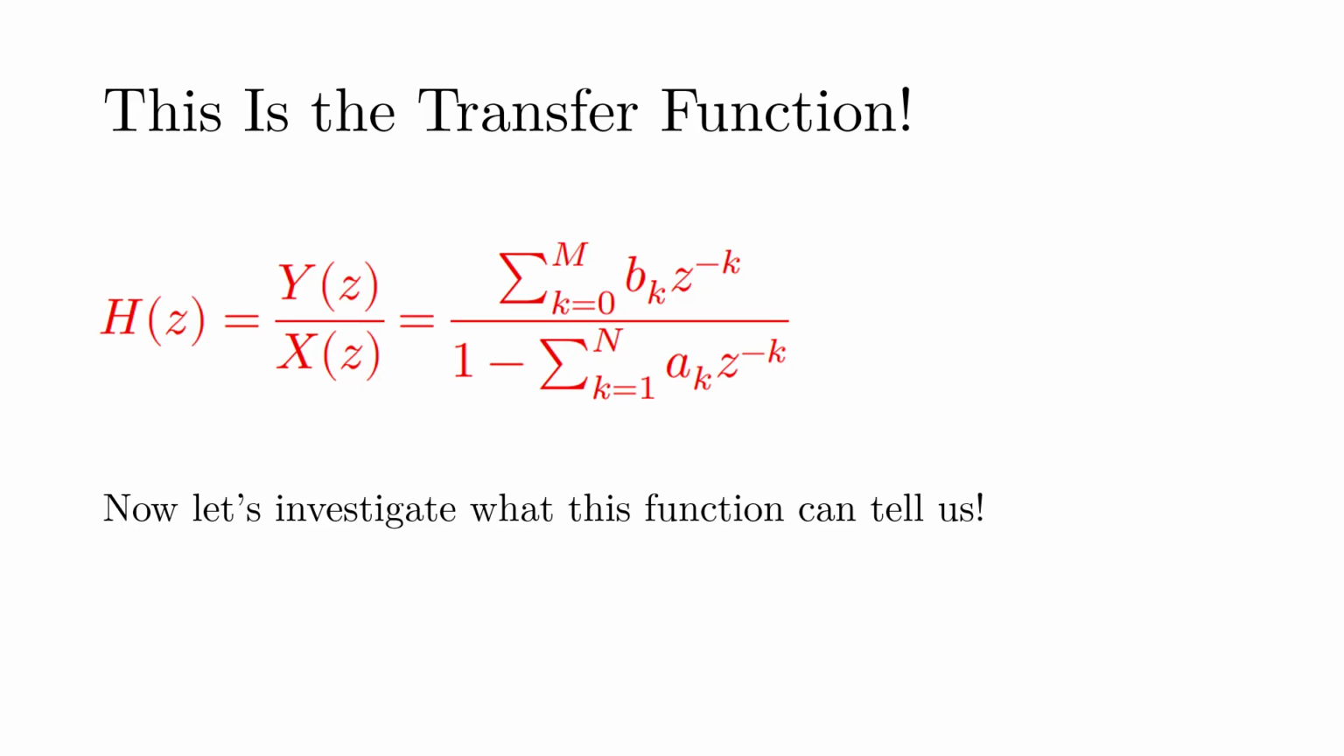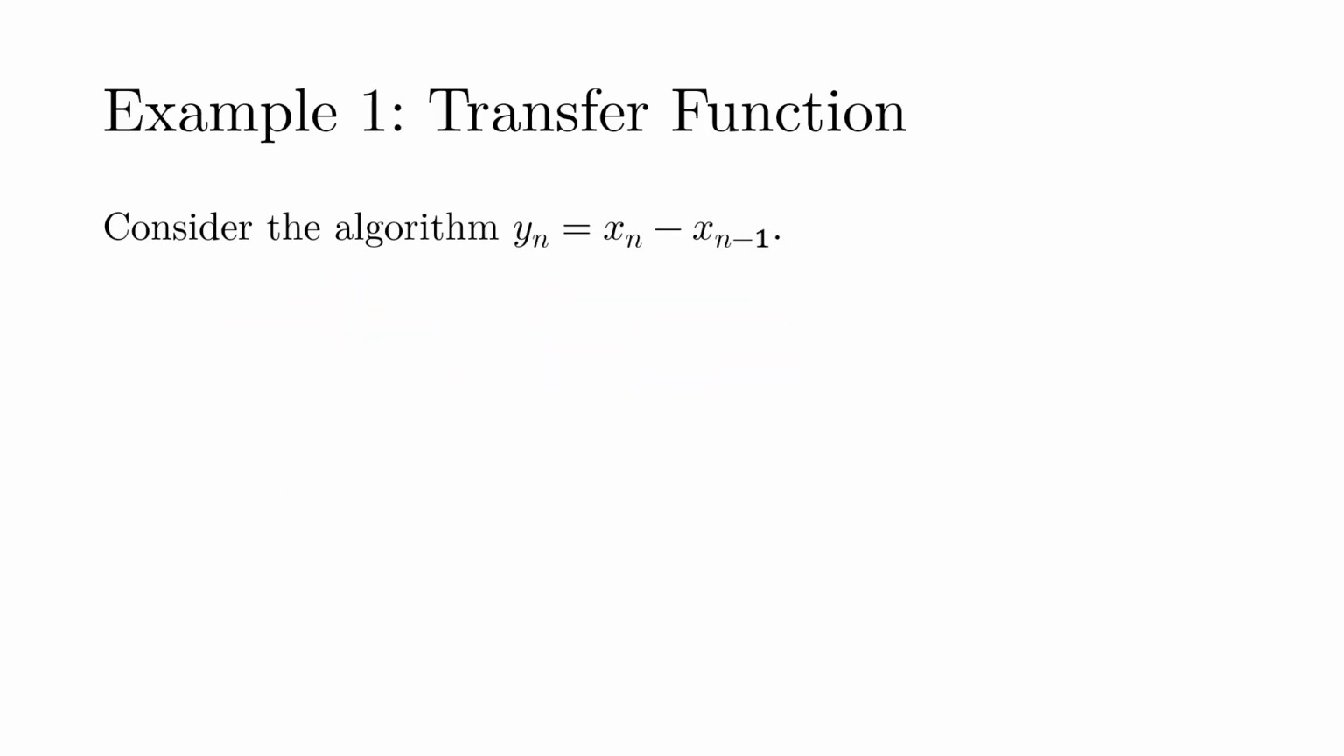Okay, so that was the end of the very mathsy part. Let's now look at some very basic examples to maybe understand that in a more specific way. So let's look at the algorithm we started with at the beginning, this DC blocking algorithm. Again, this algorithm receives its output by subtracting the last two consecutive inputs.